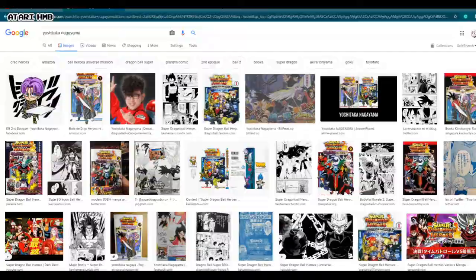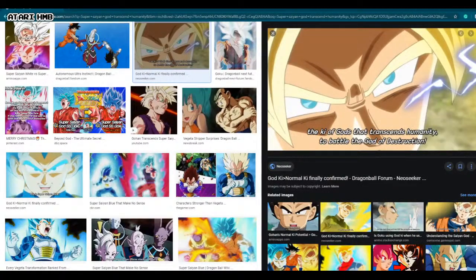There we go. There's that example. The key of gods that transcend humanity to battle the god of destruction. It's hard to really interpret this because it doesn't always mean a dimensional tier higher, but it could just mean that Goku had to transcend his ki capacity to an infinitely higher degree, or to a degree where it has no limits.